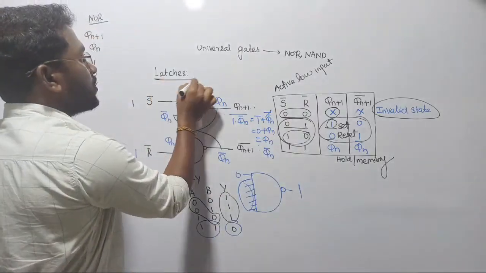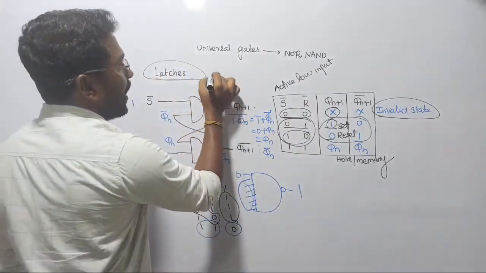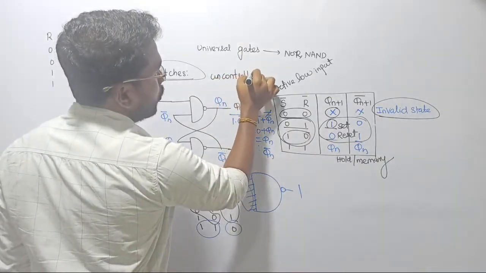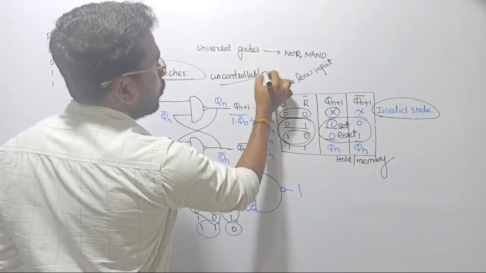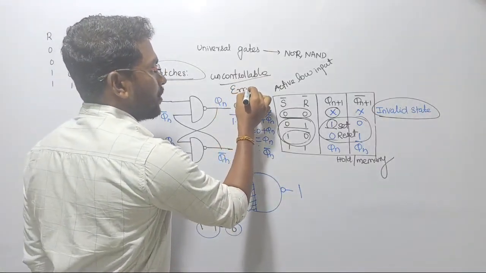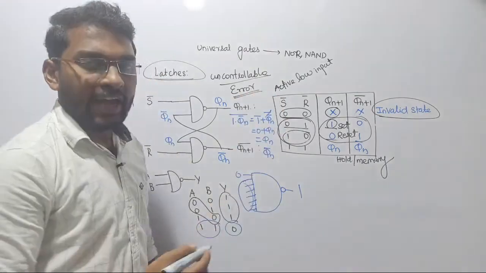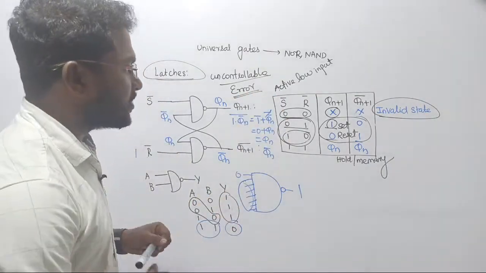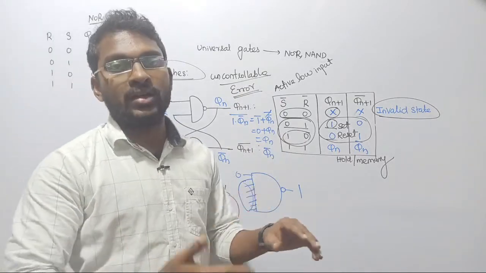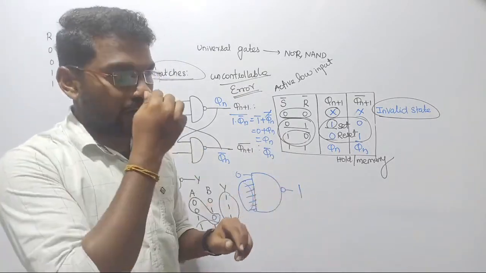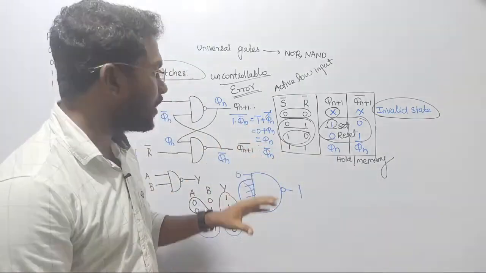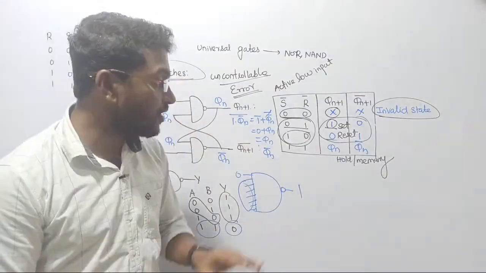Anyway, the problem with the latches is that this is called an uncontrollable circuit. Do you have any controlling here? No. In case of an uncontrollable circuit, there is a big problem that is called error. Actually, what do we mean by error? It means, see there, suppose with the help of these latches I am designing some other type of sequential circuit, for example a counter circuit. If there is any malfunctioning in this circuit, right?